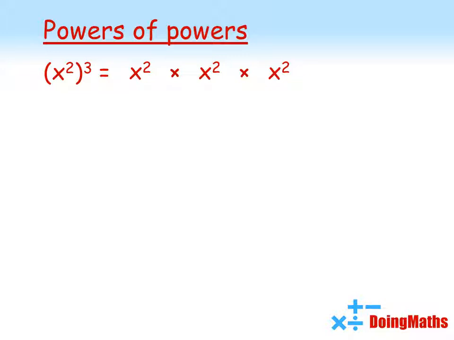Well, we know from our previous rule that if we multiply powers together, we add the indices. So this must be the same as x to the power of 2 add 2 add 2. Well, we've got 3 2's there. That's the same as x to the power of 2 times 3. So our final answer is x to the power of 6. We've multiplied those two indices, 2 and 3, together.